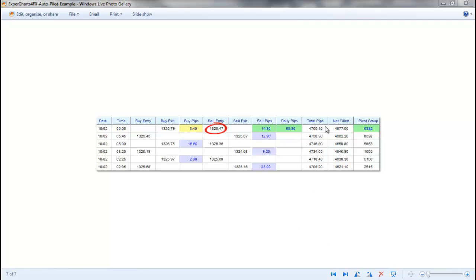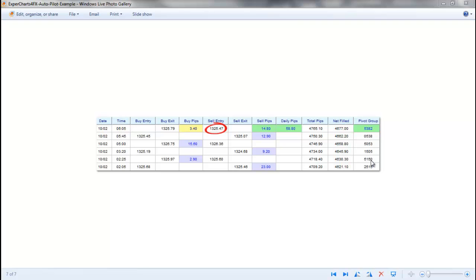You can see here in the past month there's been about 4,500 pips made, and about 100 pips less net filled. We don't make every single position that you will get. At times the autopilot trade signals won't be hit and won't be filled, so that's why there's a little bit of a gap between the total pips and net filled.